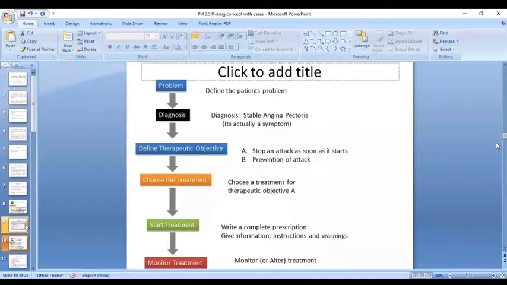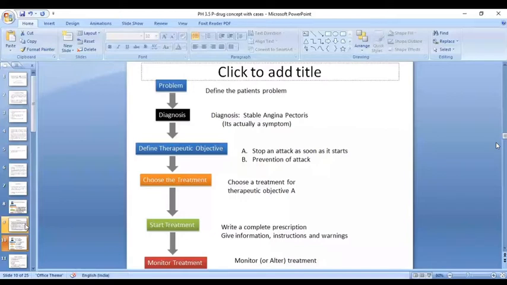Now, what we want to achieve for this patient is we want to stop an attack as soon as he has that attack, right? So whenever he's having that attack, we have to ensure that it is aborted as early as possible, and then we have to also prevent that attack from happening, right? So that would be our objective. So our primary objective here would be to stop an attack as soon as it is starting, right?